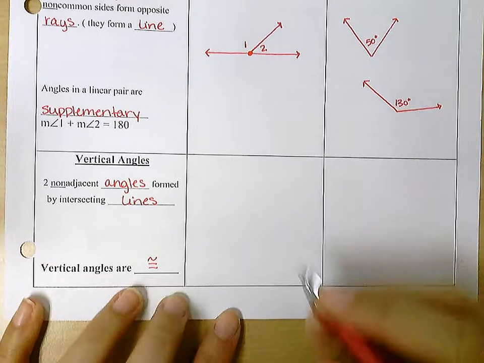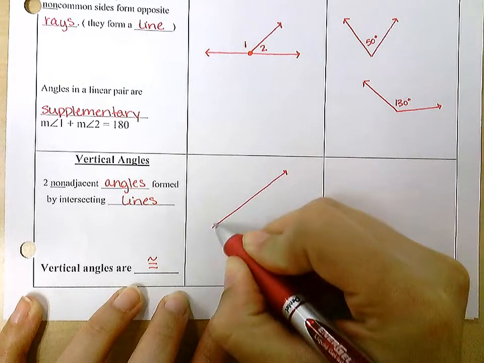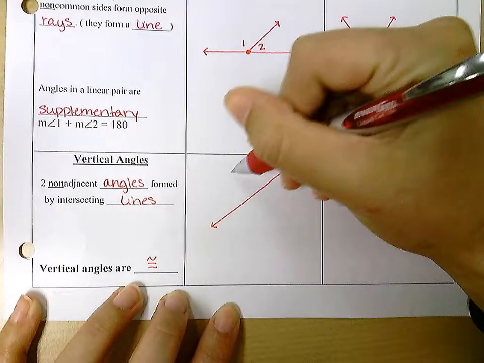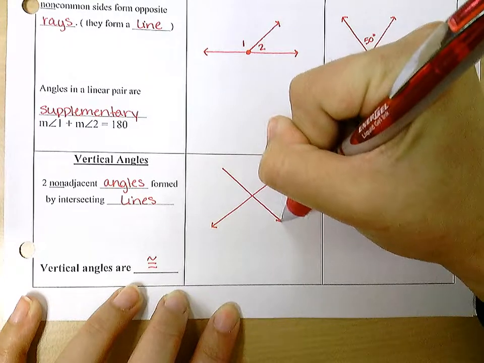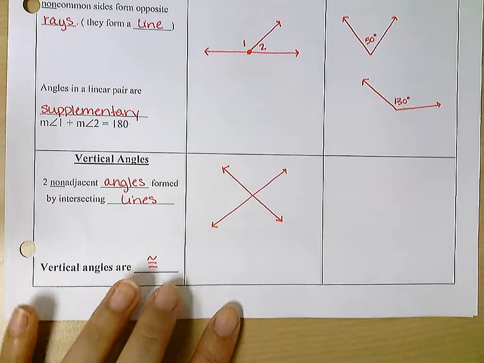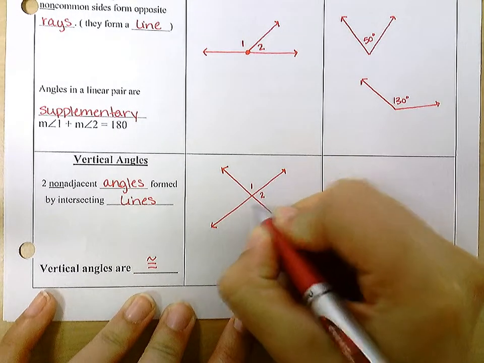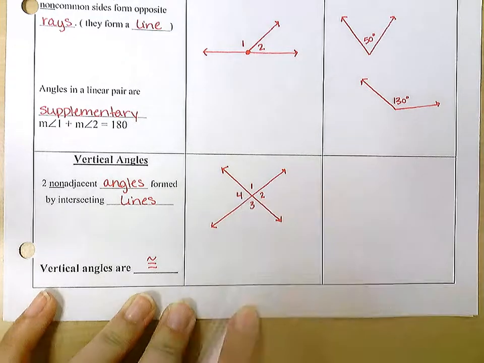So an example of vertical angles, I need two intersecting lines. Okay, so here's one. Here's my second line, intersecting the other. I'm going to number each of my angles that were created. So I have angle 1, 2, 3, and 4.